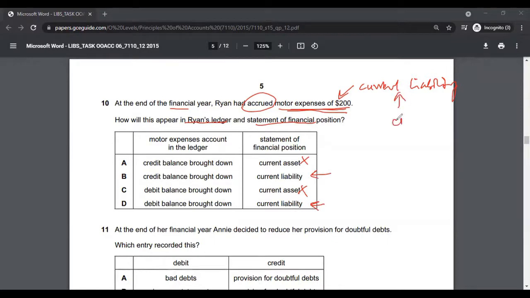Current liability would have a credit balance. So option D cannot be the correct answer. Therefore, the answer to multiple choice 10 is option B, credit balance brought forward in motor expense account. And then in the statement of financial position, it would appear in current liability. The answer to multiple choice 10 is option B.